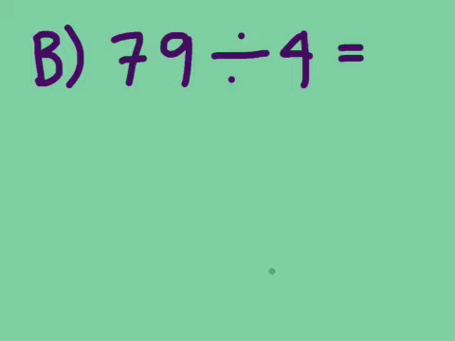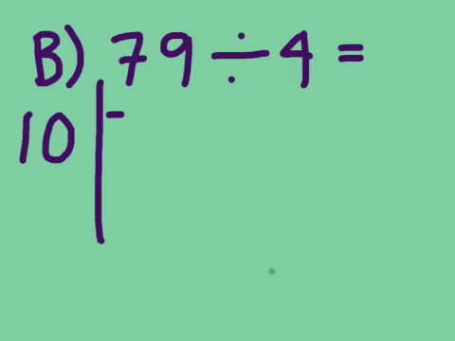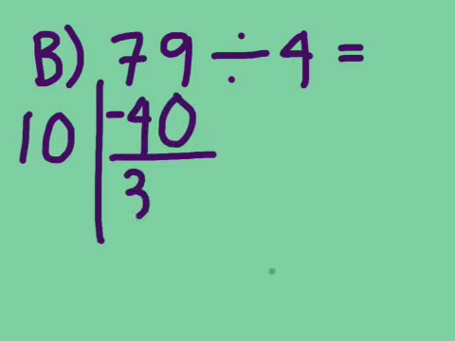Well, 10 groups of 4 is 40, so yes, I definitely can. So I subtract 40 from 79, and I have 39 left over. Can I make 10 more groups of 4 out of 39? Well, 10 groups of 4 is 40, and I don't quite have 40, so I can't do that.